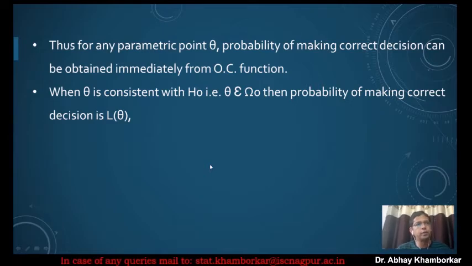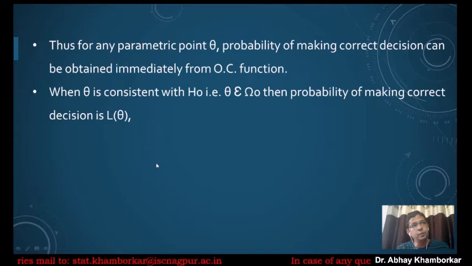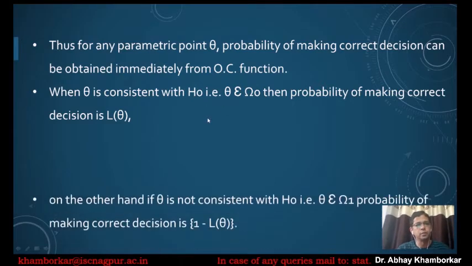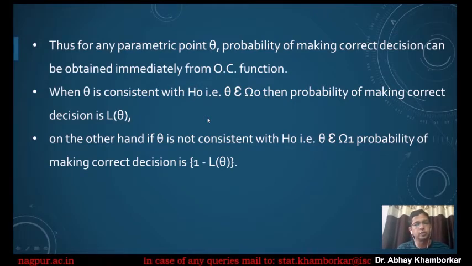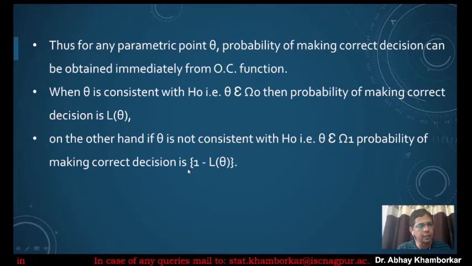So जैसा power function में था alpha and 1 minus beta, similar concept is here. यहाँ पे L theta will represent a probability of making a correct decision when h naught is true, and 1 minus L theta is the probability of making a correct decision when h1 is true, right? So that is what I have written. On the other hand, if theta is not consistent with h naught, that means if h1 is true, that is theta belongs to omega 1, then probability of making a correct decision is 1 minus L theta.